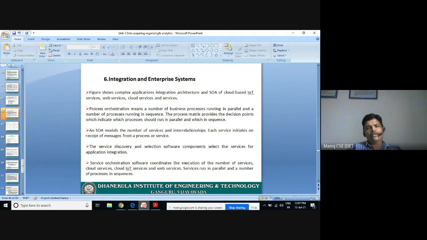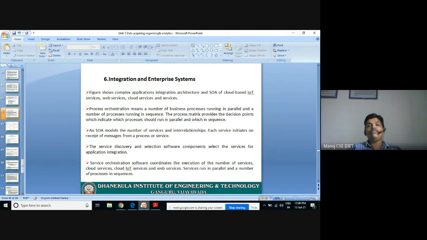Finally they are going to support our application. We need to integrate all these services for application integration based on the service oriented architecture. All these services are generally software. Assume that all these services together are bundled as a software. This software is going to coordinate the execution of a number of services, whether cloud service, cloud-based IoT, or web service. All these services can run in parallel, and a number of processes will be in sequence, so we are running all these in parallel and a number of processes in sequence there.